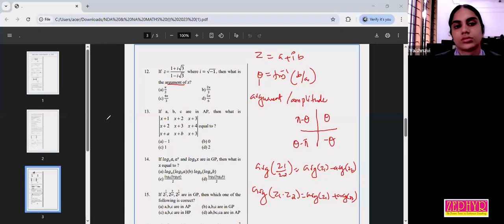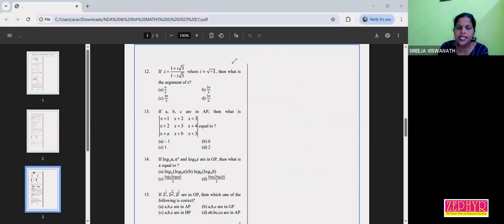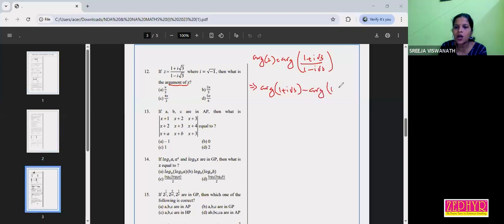Now, listen carefully. Here, we have the complex number Z equal to (1 plus i root 3) by (1 minus i root 3). We have to find the argument of Z. So, argument of (1 plus i root 3) by (1 minus i root 3). By property, this is argument of 1 plus i root 3 minus argument of 1 minus i root 3.